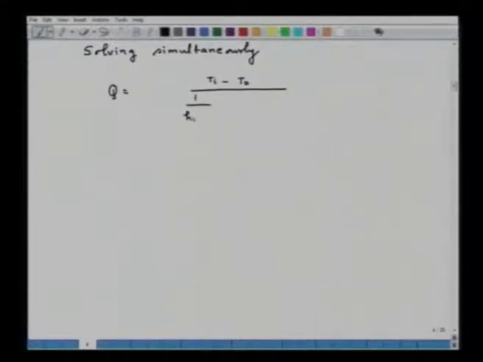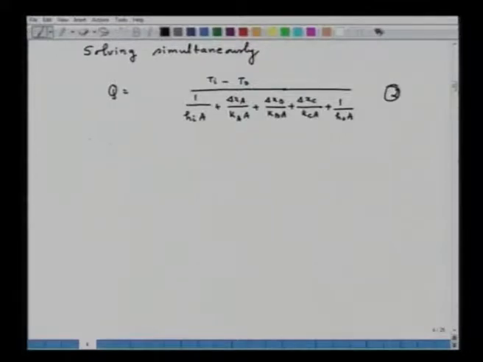Now, solving these equations simultaneously, we arrive that Q is equal to Ti minus T0 upon 1 upon Hi into A plus delta Xa upon Ka into A plus delta Xb upon Kb into A plus delta Xc upon Kc into A plus 1 upon H0 into A. So, let us say this equation is number 2.